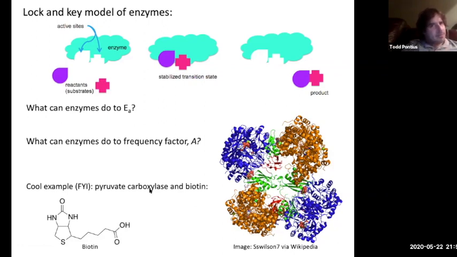So what do you think enzymes do to activation energy, since they speed up reactions? Take a moment. Do you think they lower it? Do they increase it? Or do they do nothing at all? Take a moment, pause, and answer.